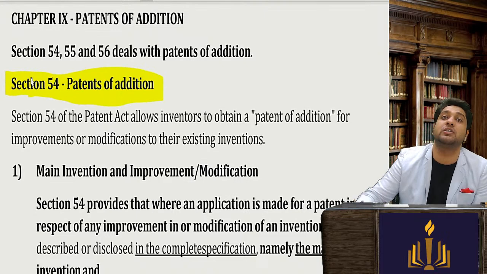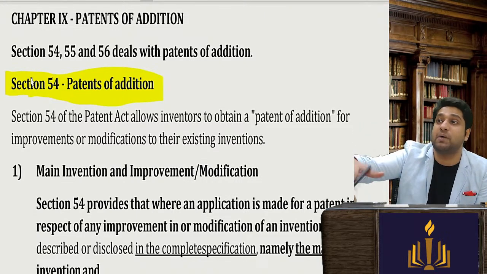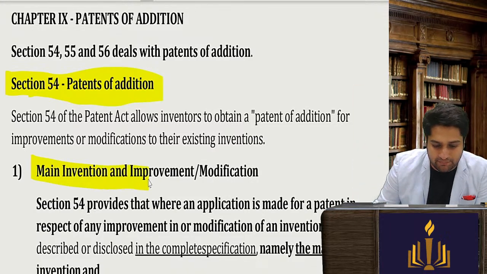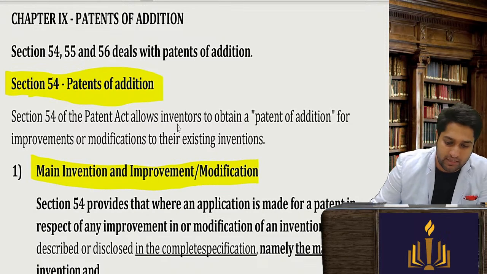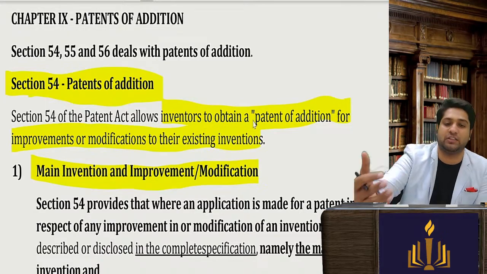Now why would you get it? Because that improvement or addition might not independently be eligible for a patent. Main invention and this. So this is given that allows the inventor to obtain a patent of addition for improvement or modification of their existing inventions.